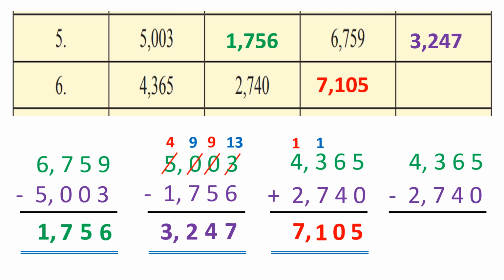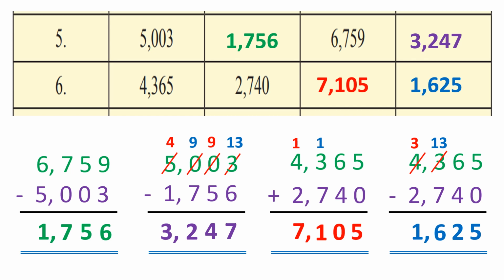4,365 minus 2,740. 5 minus 0 is 5. 6 minus 4 is 2. 3 minus 7, no, cannot be. You borrow, it becomes 13. 13 minus 7 is 6. 4 becomes 3. 3 minus 2 is 1. Your answer is 1,625 for the difference. Then you write here 1,625 for the difference.